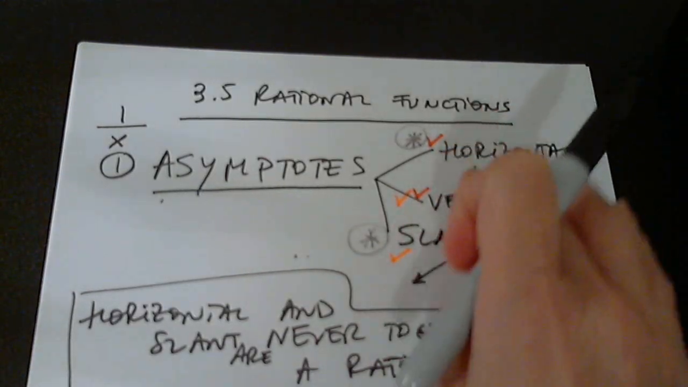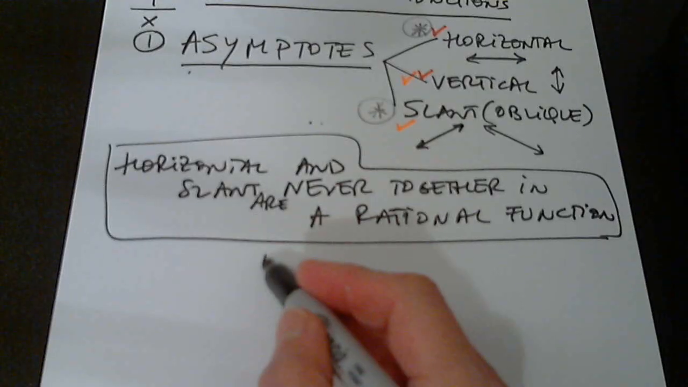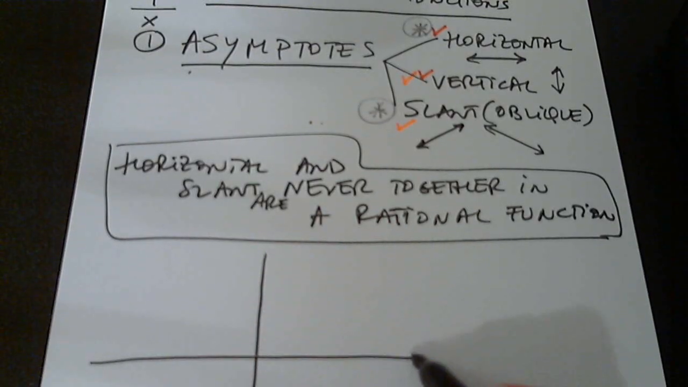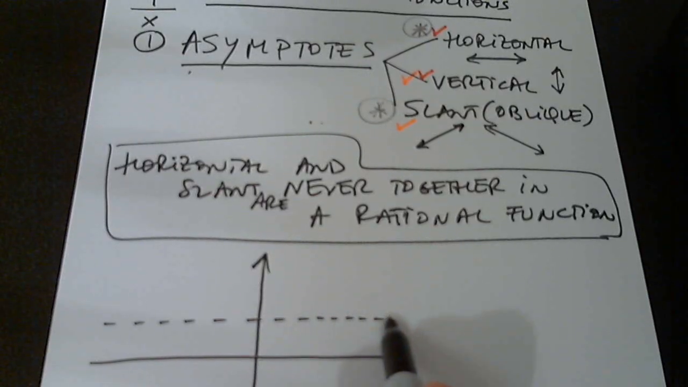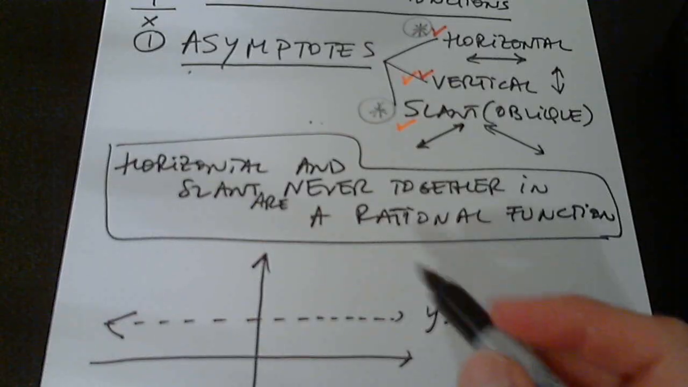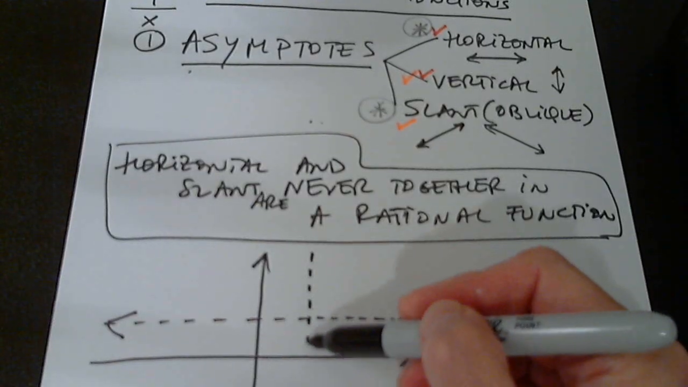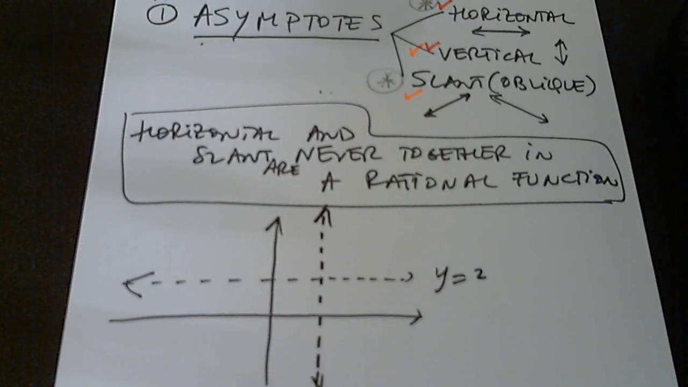Okay, so let me give you an example of each in a graph. Horizontal. It's not part of the graph, but it has to be graphed. Let's say y equals 2, and vertical. Let's say x equals 3. So horizontal and vertical can be in the same function. So here's a graph.